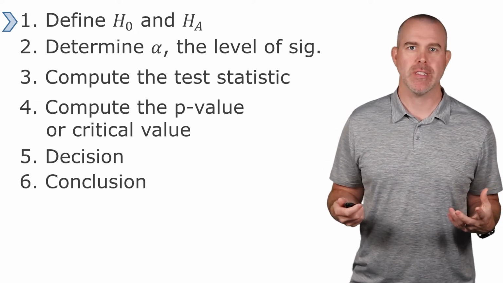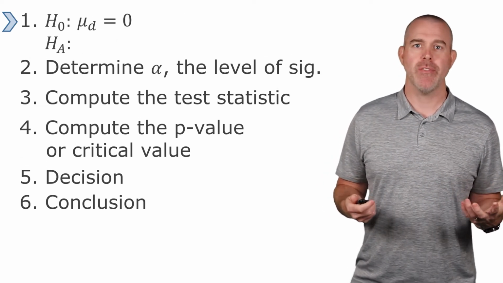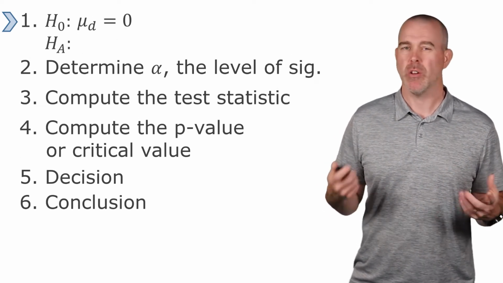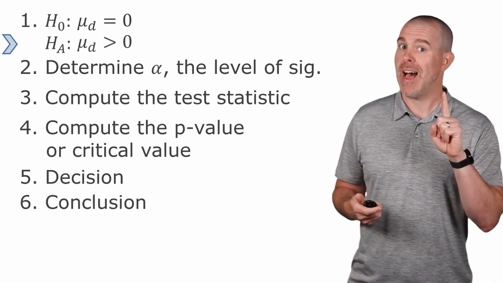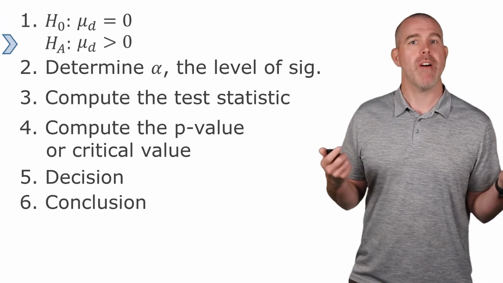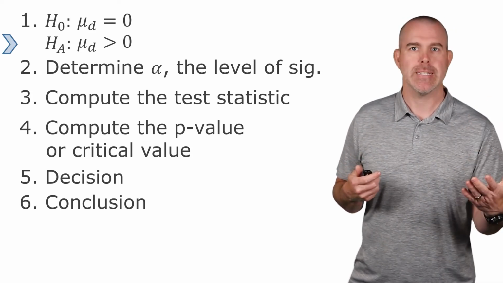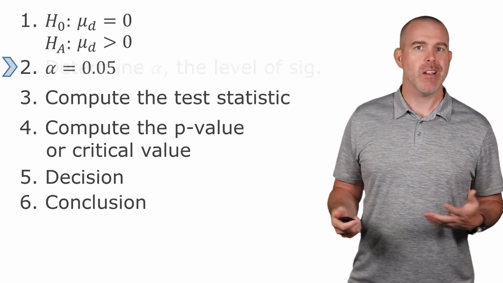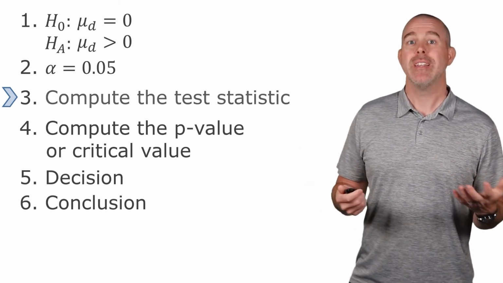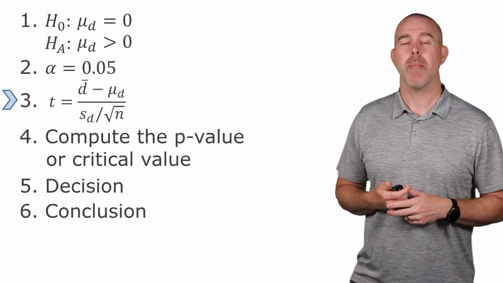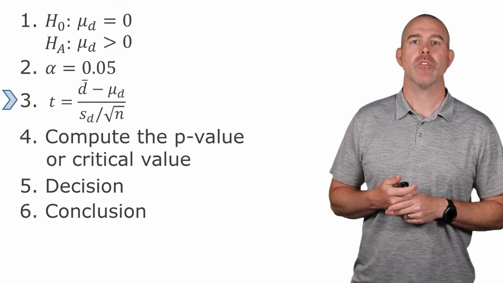So let's do a hypothesis test. Null and alternative: our null is that the average difference is 0. They're the same age. And then our alternative, this is where it's important, we wondered if fathers were older. So that means we wonder, is the mean difference positive? Alpha here, let's use our standard 0.05. The test statistic is d bar minus mu d over sd over square root of n.